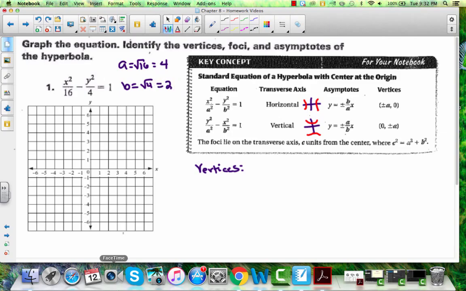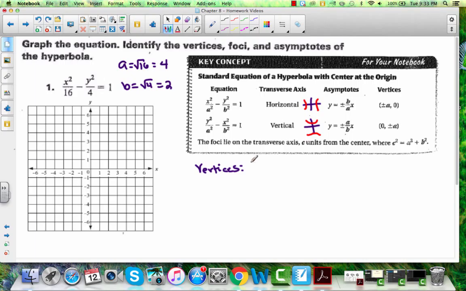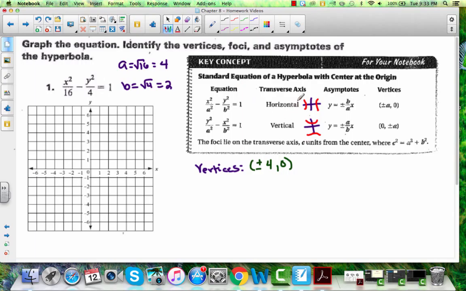Now the vertices in a hyperbola with a horizontal transverse axis will be plus or minus a comma 0. So they're going to be on the x-axis. So my vertices in this case are going to be plus or minus 4 comma 0.